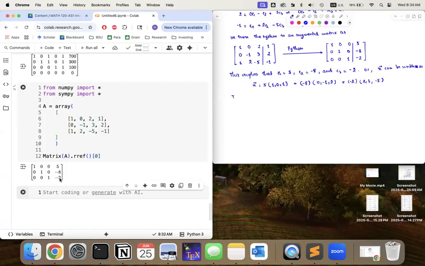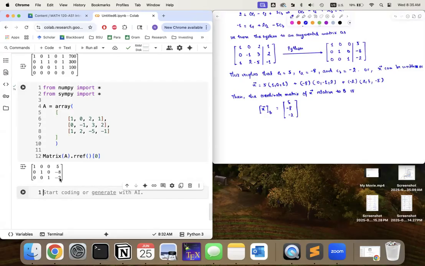Then the coordinate matrix of X relative to B is, so you have the vector X, you're going to put a bracket around that, and underneath you have B to indicate the basis that you're working with. And this is equal to (5, -8, -2).